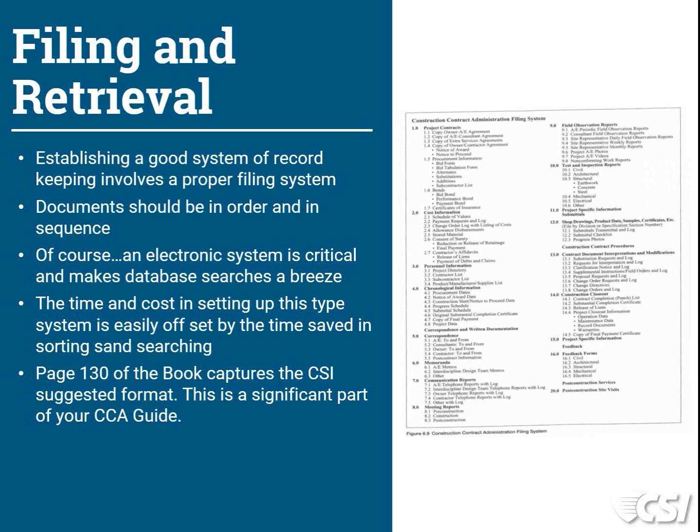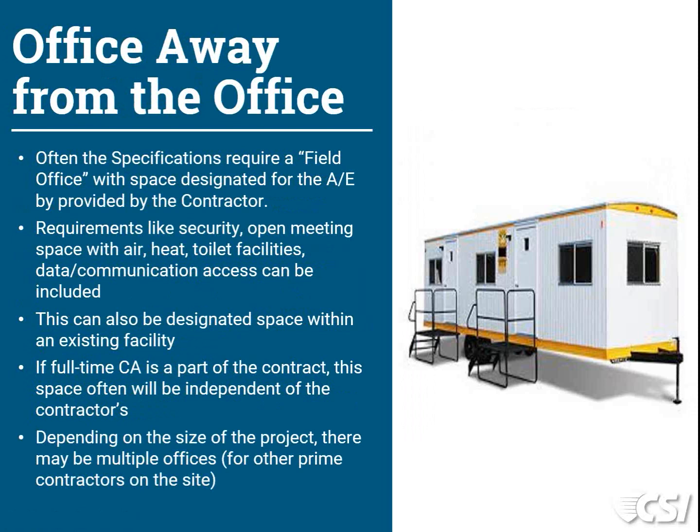We'll look at the next slide and touch briefly, because we do in the practice guide, on where you'll be doing all this living. Your home away from home, the field office, which often we prescribe in our contract documents with certain amenities like air conditioning and heat and toilets and data access. Sometimes we have full-time folks on a job that have their own trailer. Sometimes they are in a combined trailer with a general contractor.